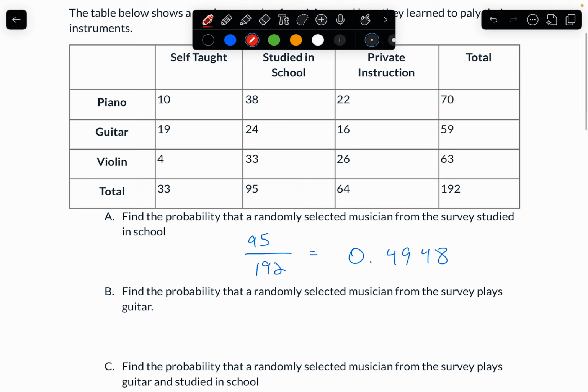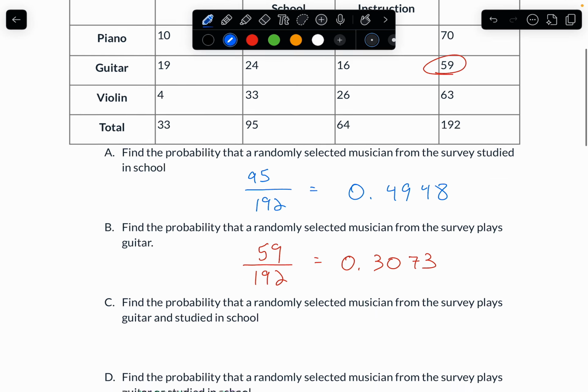Part B, it says, find the probability that a randomly selected musician from the survey plays guitar. So from my survey, I'm choosing from, again, the total number of people within my survey, 192. So out of the 192 individuals, we had 59 guitar players, so 59 out of 192. Again, if I wanted to get a decimal there, that would look like 0.3073. Let's move on then to part C.